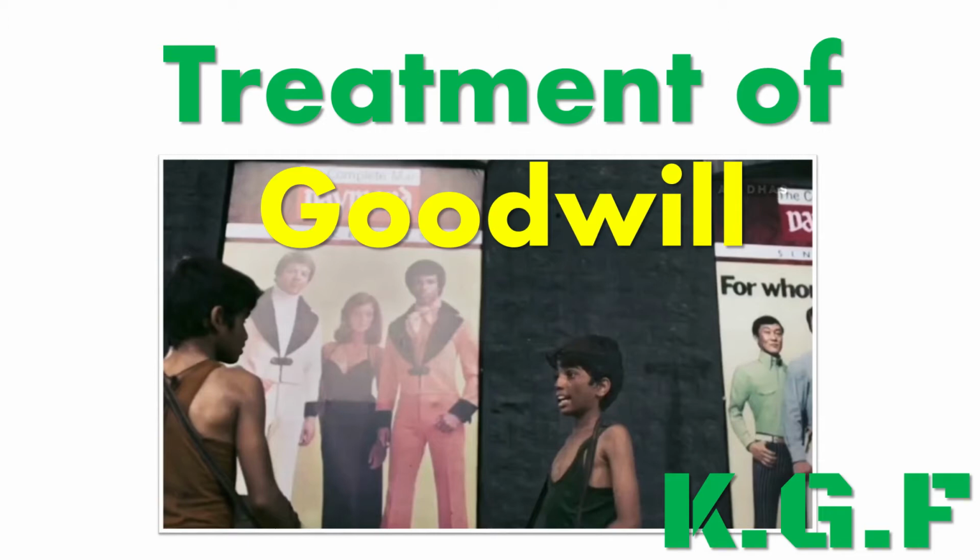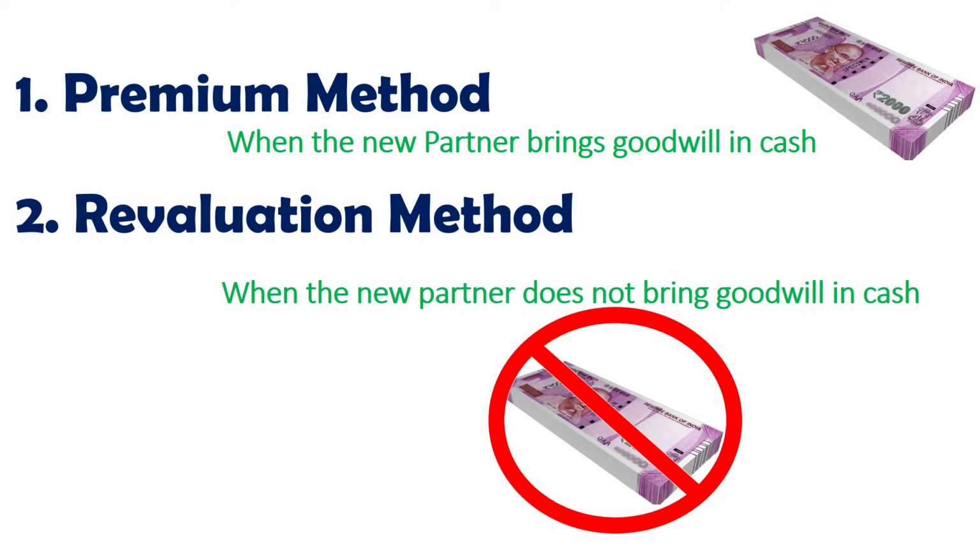But for now, we have two methods to calculate goodwill. The first method is the premium method, and the second is the revaluation method. The premium method works like this: when a partner brings capital plus goodwill when he is admitted, that is known as premium, because he is bringing it in the form of cash as compensation for the old partners. Vice versa, in the revaluation method, the partner does not bring goodwill when he is admitted. We need to treat goodwill in these two methods, and that's what we need to learn in this chapter.